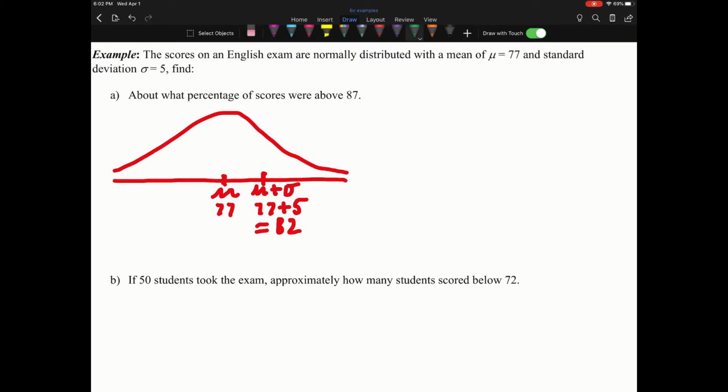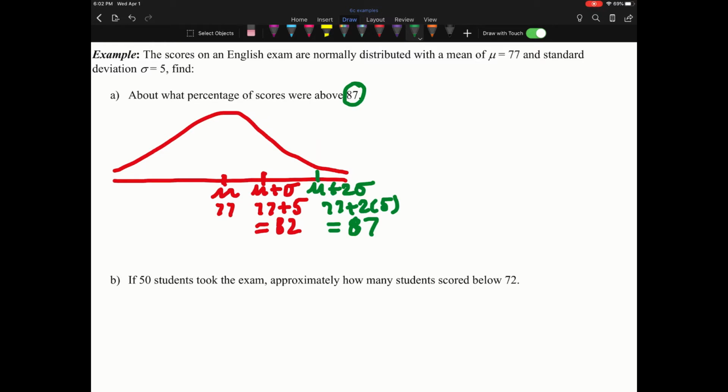If we add another sigma to this value, meaning we have mu plus 2 sigma now, we have 77 plus 2 times sigma, which is 5. And the result is 77 plus 10, so that is equal to 87. 87 is the given score that we have to analyze.